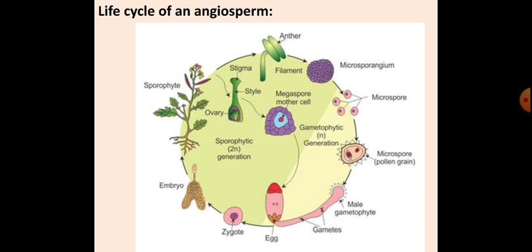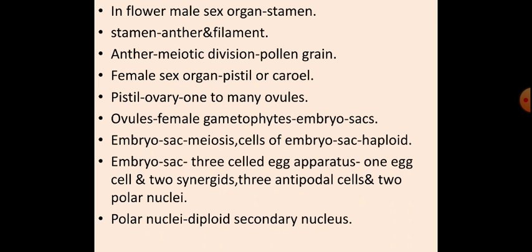This ovary covers one or more ovules. Ovary is a bulged part which covers one or more ovules. Within ovules, a highly reduced female gametophyte is present, which is called the embryo sac.